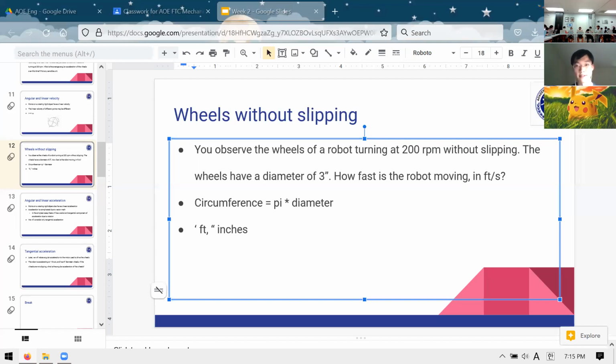All right, and now we take another fact. The wheels are turning at 200 RPM. So you know that in 1 minute, it makes 200 revolutions. And so in 1 minute, how much distance does the robot travel? Given that fact that with 1 revolution, it moves 3 pi inches or 1/4 pi feet, how many of those does it do in 1 minute, given this fact?